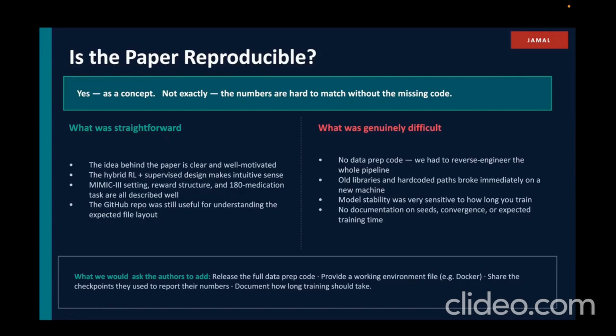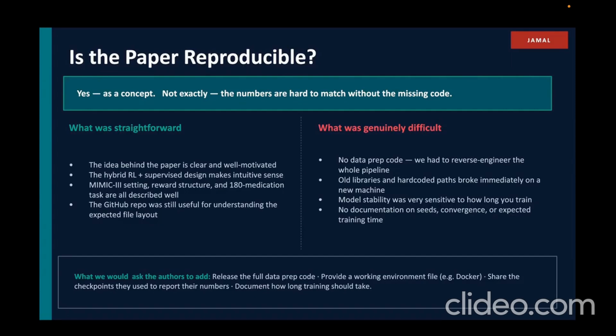But there are things that are very difficult. For example, we don't have the data prep, like I said before. We had to reverse engineer the whole pipeline. Our libraries were old. Some of the hard-coded paths broke immediately on our machine because we don't know which machine the original authors used. The model stability was very sensitive, so that's why I came up with this model to stabilize that. We also don't have any documentation for the seeds, convergence, and expected training time.